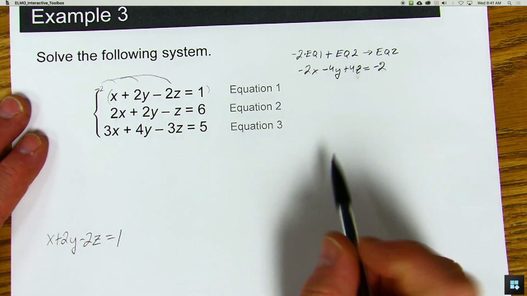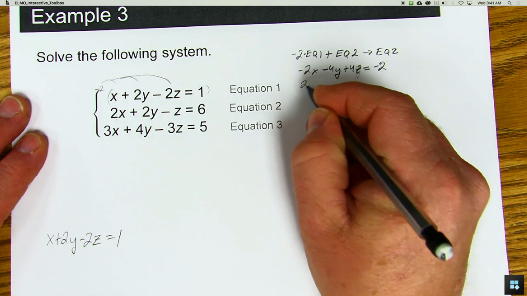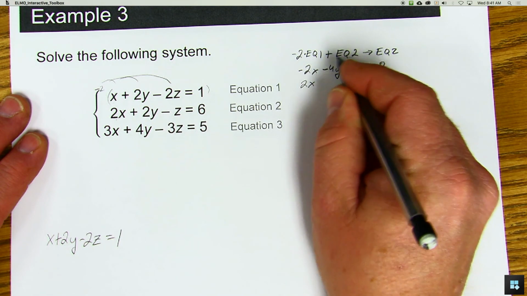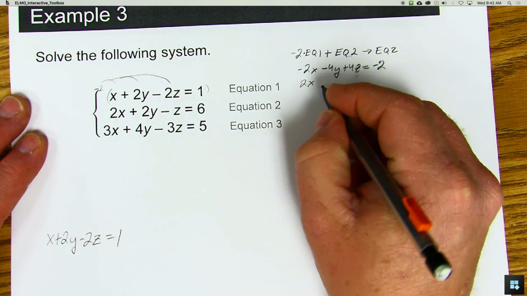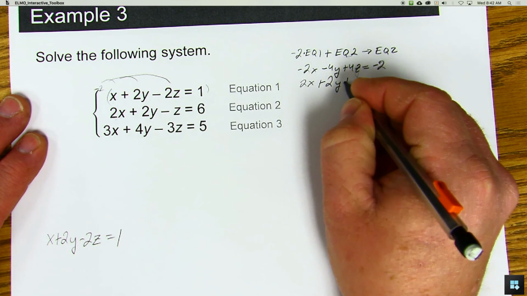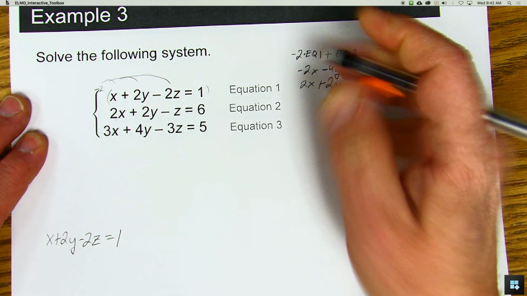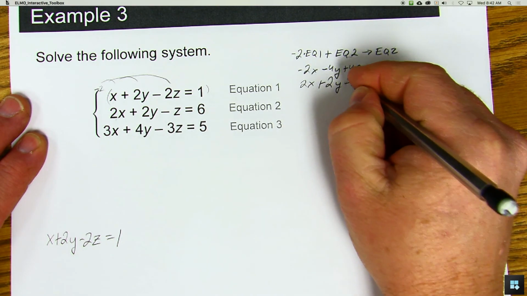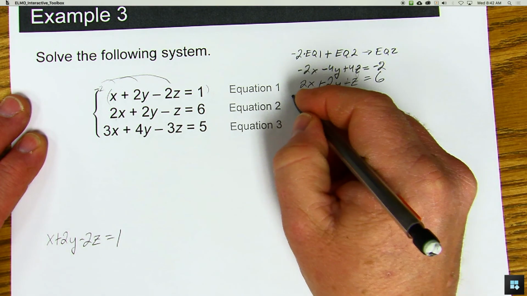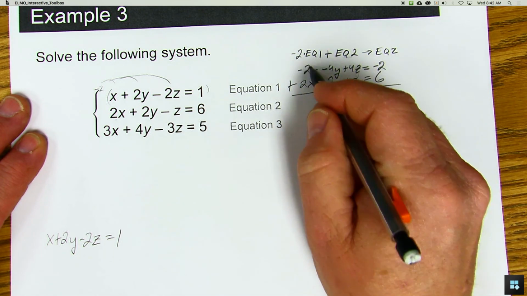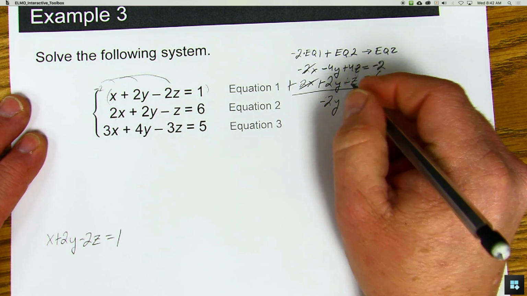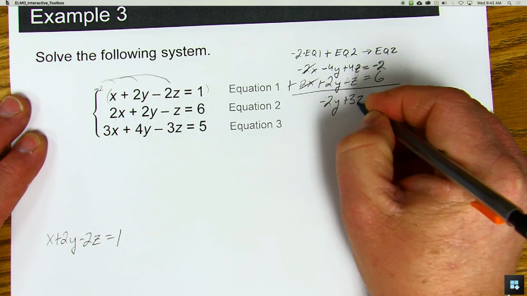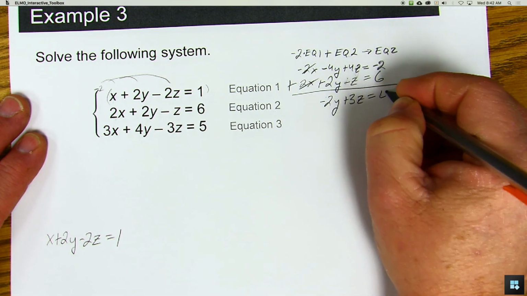Okay. Now I have this equation 2, and I didn't do anything to it. Notice I just multiplied equation 1 by -2. So I get 2x plus 2y minus z equals 6, and I add those together. The x's are going to cancel. It's going to give me -2y plus 3z equals 4.